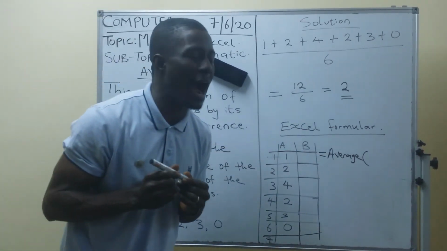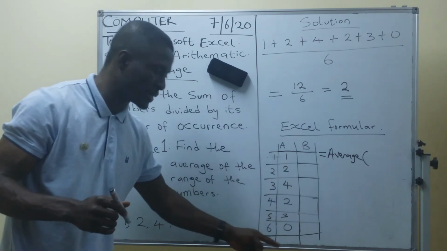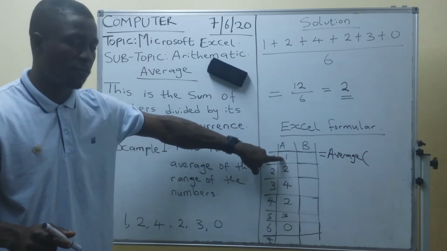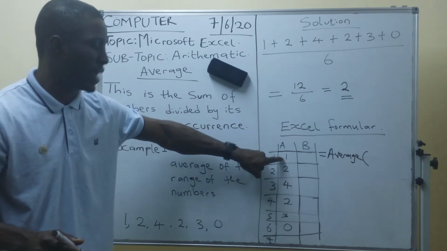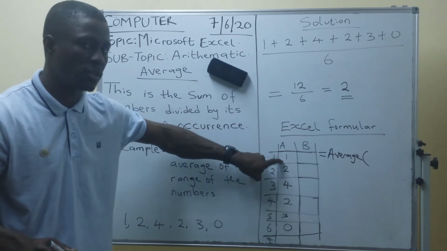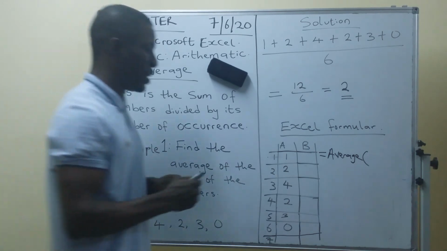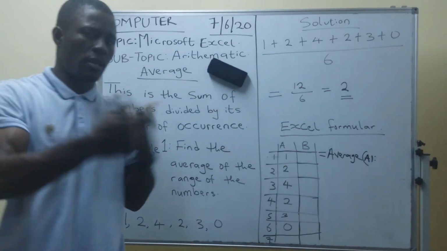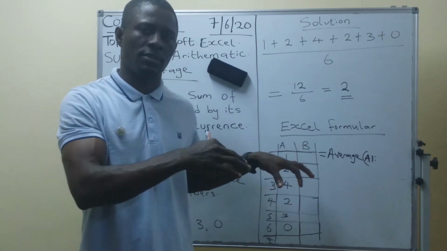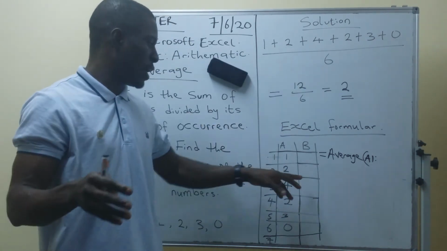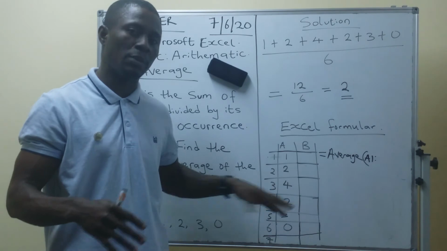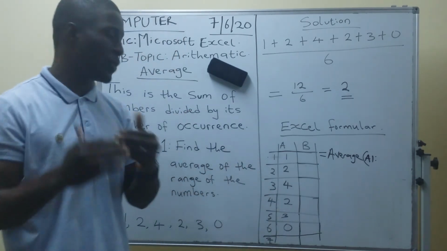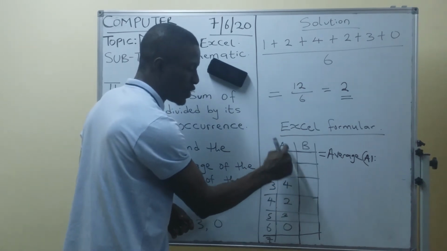What do you want to find? You want to find the average of these numbers. All right, where is the first number? The first number is here. And what is the name of this cell? The name of this cell is A1. You can get more of this in my previous video. I taught you how you can know the names of each cell. Okay, so I believe you've watched that. That will help you better. So the name of this particular cell is A1.